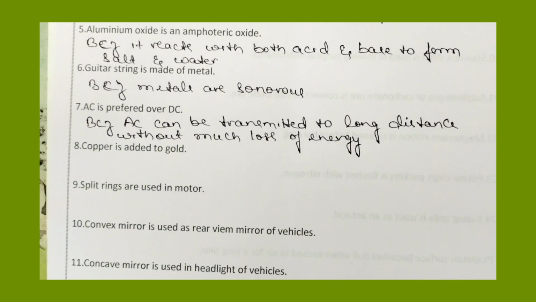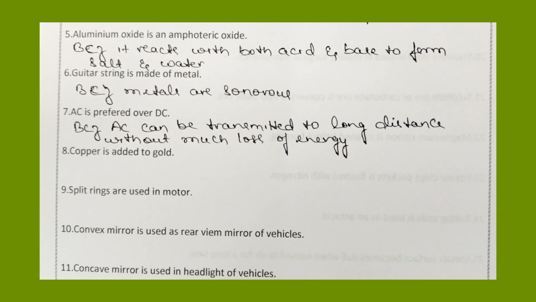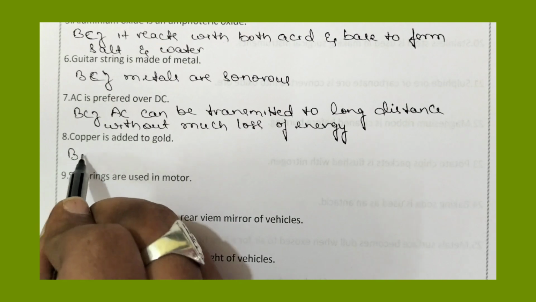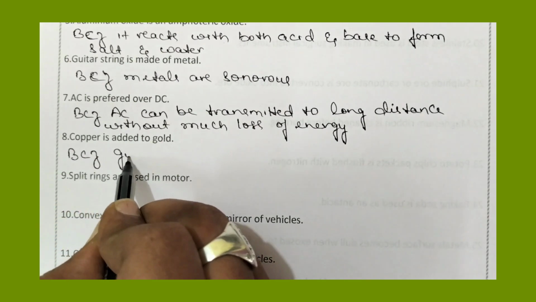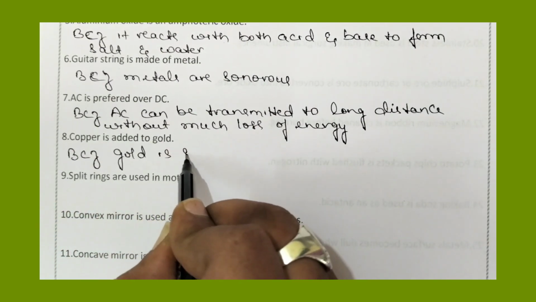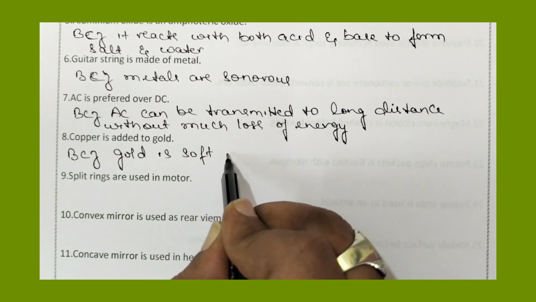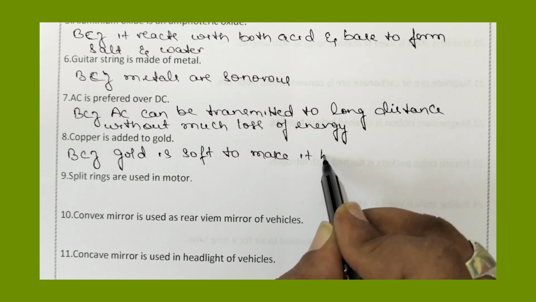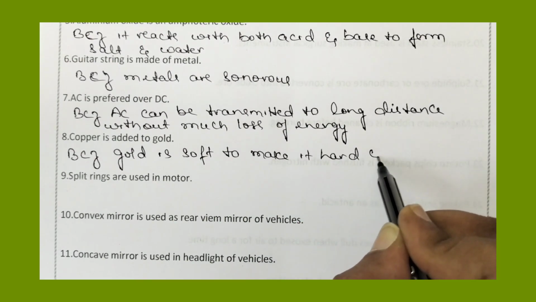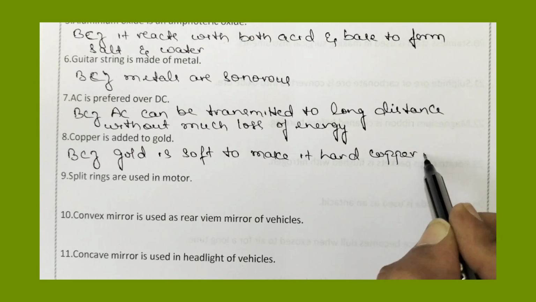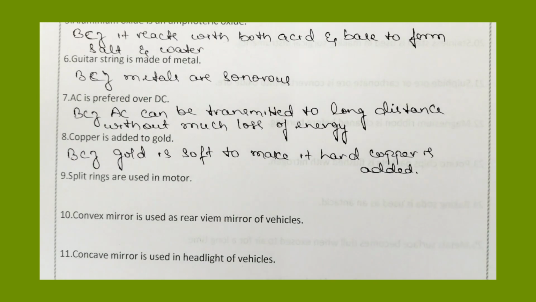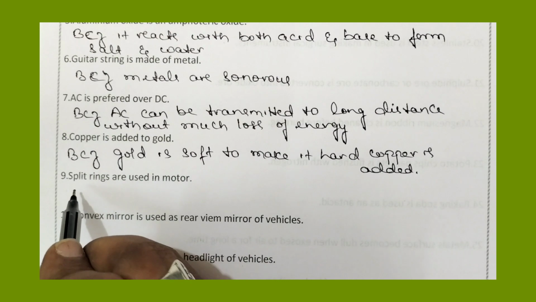Next, question number 8. Copper is added to gold. Why do we have to add copper to gold? Because gold is soft. To make it hard, copper is added.